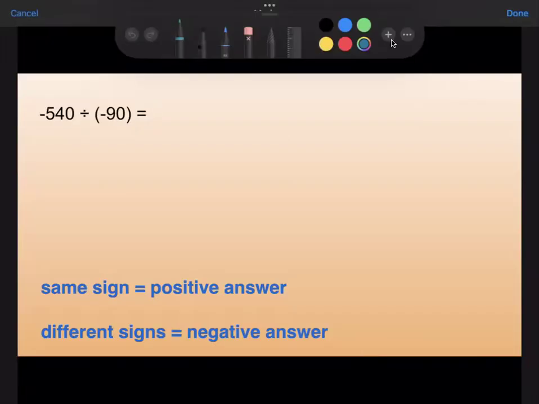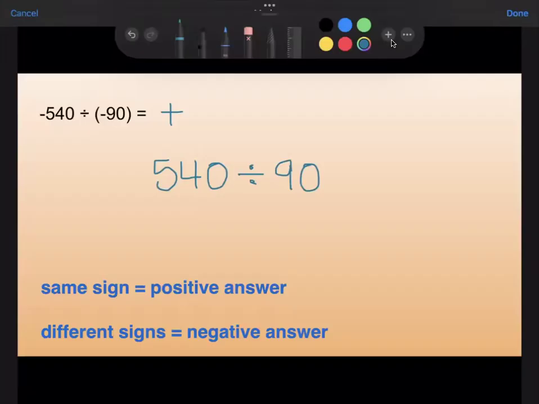Okay, here is our last example for today's video. We're going to take -540 and divide it by -90. So first, let's decide what kind of answer we're going to get. We have two negative numbers, so those are the same sign, which means our answer is going to be positive. So I'm going to put a plus for positive. Now I need to do the calculation. So I need to take 540 and divide it by 90.